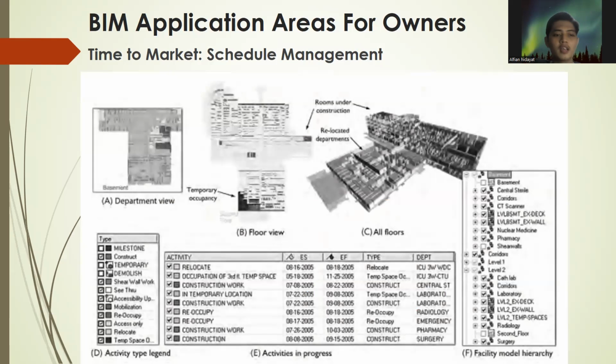Figure A is the department view. There is a top view for the department view. B is the floor view from the department. C is all floors or the design of the department. D is the activity type legend. Figure E is activities in progress, and F is the facility model hierarchy.